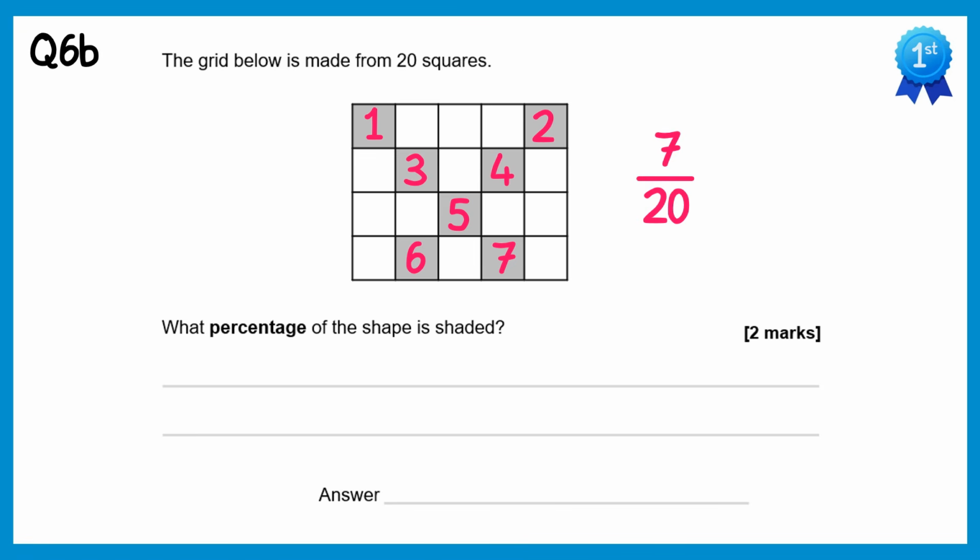But we're asked for a percentage, so instead we'll try and convert this fraction so it's something out of 100. To do this we multiply by 5, 7 times 5 gives you 35, and then on the bottom multiply by 5 gives you 100. So if the fraction is 35 out of 100, that's the same as 35%. And that's your answer to the question.